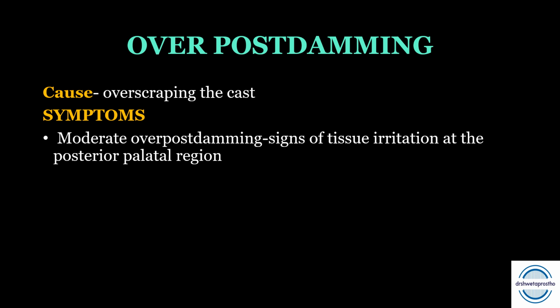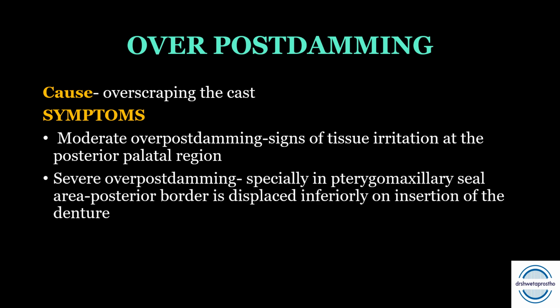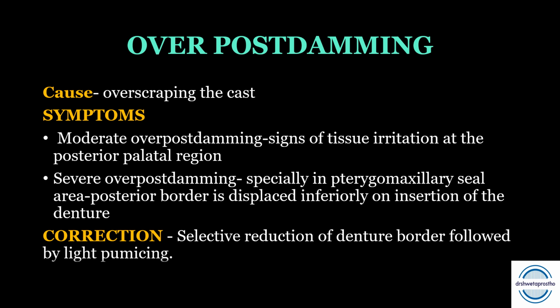And if there is severe over post damming, then the posterior border gets displaced inferiorly. It will come out on insertion of the denture, especially in the pterygomaxillary seal area. Now, if we talk about the correction, the selective reduction of the denture border is done, followed by light pumicing.